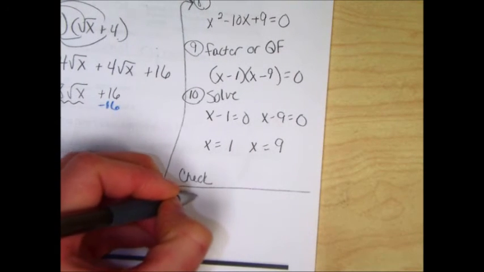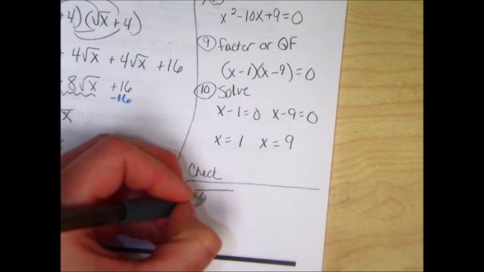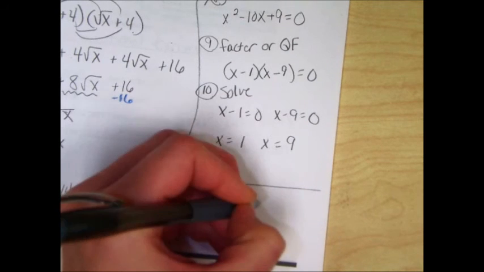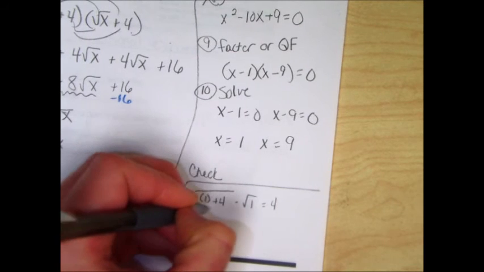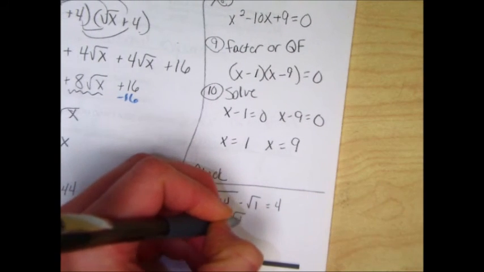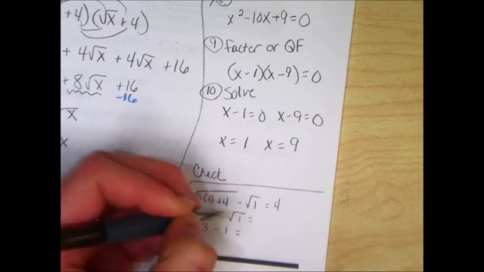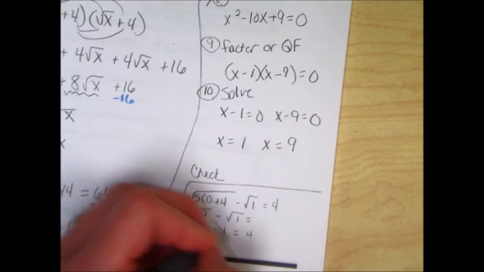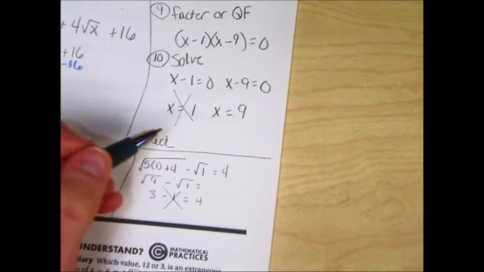So we'll do the square root of 5 times, let's check 1 first. And I'm just getting this equation from the very top. Minus the square root of 1, let's see if that equals 4. Well, this turns into the square root of 9 minus the square root of 1. That turns into 3 minus 1. So, does 3 minus 1 equal 4? No. 1 is not a solution. So let's check 9.